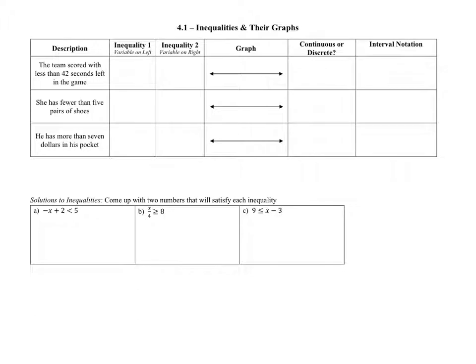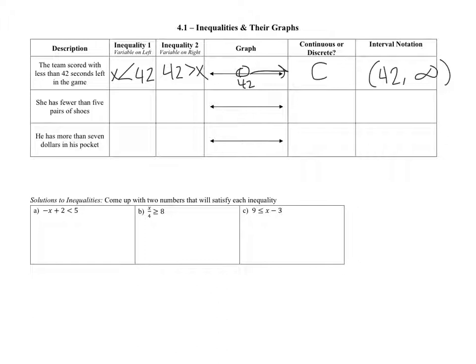The team scored with less than 42 seconds left in the game. So x is less than 42, or 42 is greater than x. So on the graph, it's discrete or continuous. It's going to be continuous because you're talking about time and you can have parts of time. So this is 42 as an open dot and you're shading to the right. So interval notation is the graph starts from left to right at 42 but does not include 42 and it keeps going all the way to infinity.